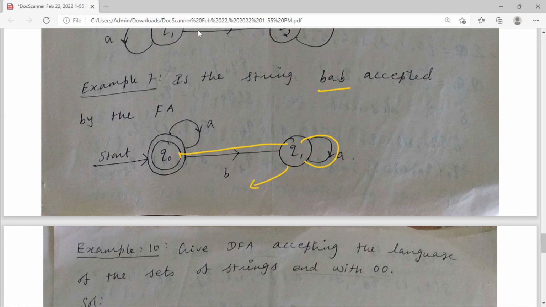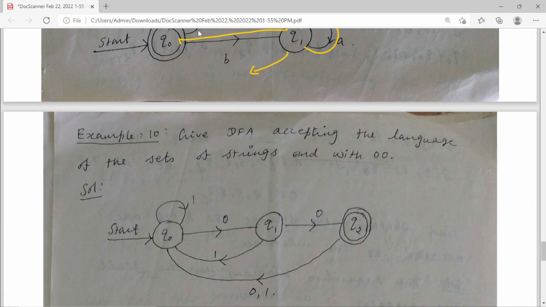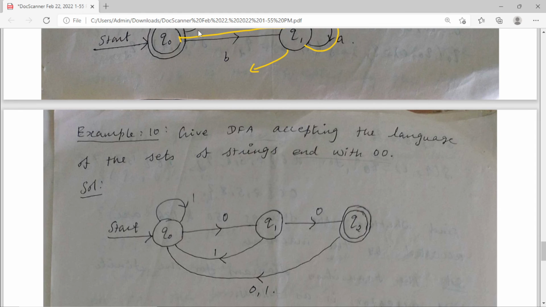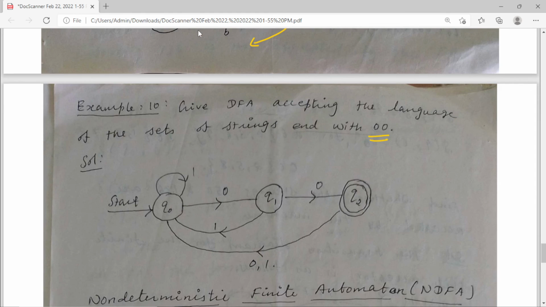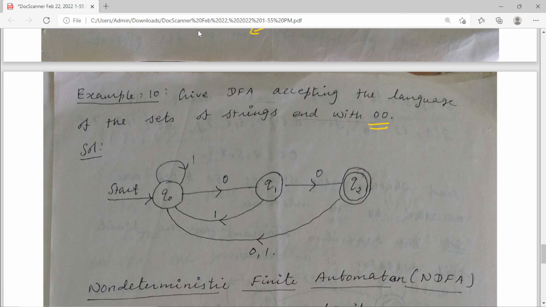Next, given a DFA accepting the language of the set of strings that end with 0 0. So what are you going to give? You have to find a DFA that accepts the language of the set of strings that end with 0 0. Whatever the string may be, 1 1 1, whatever that may be, it should end with 0 0. So it can accept all strings that end with 0 0. You have to construct a DFA based on that.